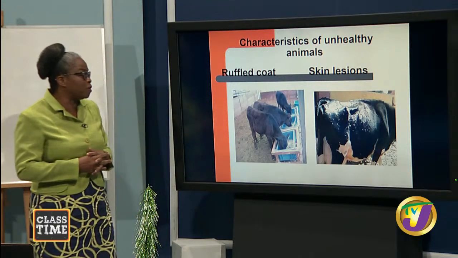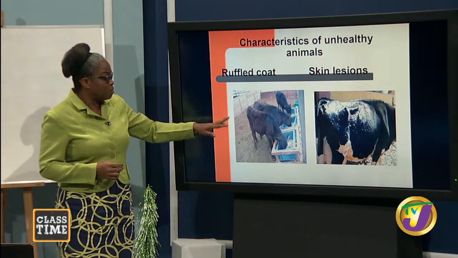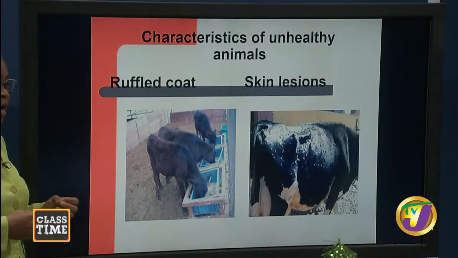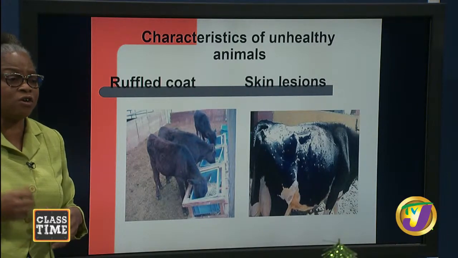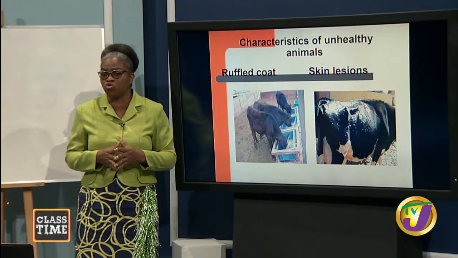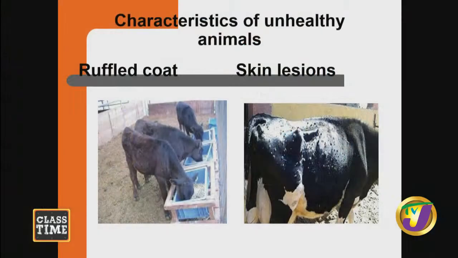So just to give you an example, by looking at this picture right here, on my left, you're seeing the animals feeding. The coat is looking dull and ruffled. Yes, and you're seeing the next animal with what we call skin lesions. This is an indication too that these animals are not healthy at all. Good? So it's not just a matter of looking for certain things. Based on what you're seeing, you can tell from the coat what is happening with the health of your animals.